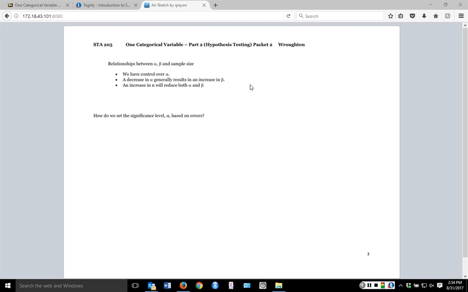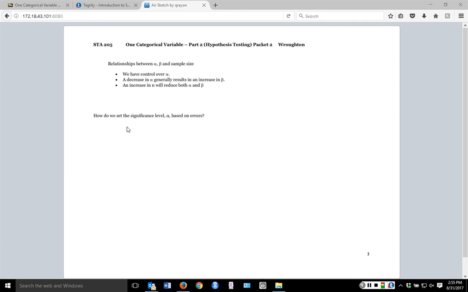One of the best ways to reduce either of those chances, though, is an increase in the sample. So the more data you collect, the better chance that you're going to make the right decision overall. Just like in a trial, the more evidence we collect, hopefully the better chance that we make the correct decision in the end. So that's the same idea.